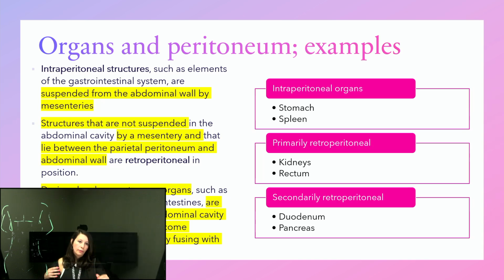Then you have structures that are not suspended in the abdominal cavity by a mesentery and that lie between the parietal peritoneum and the abdominal wall. And these are considered retroperitoneal, and they're partially protected by the peritoneum.